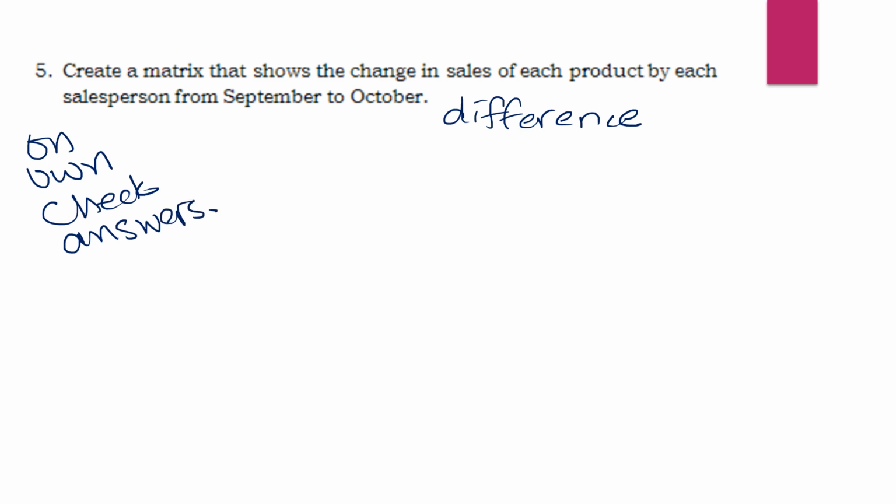Okay, just a heads up, follow what it says, the change from September to October. So do September minus October. Don't read it the other way around. Okay, I believe that that's how I have my answer. I know that that can be interpreted a little bit differently, so just make sure you follow the way that I've done.